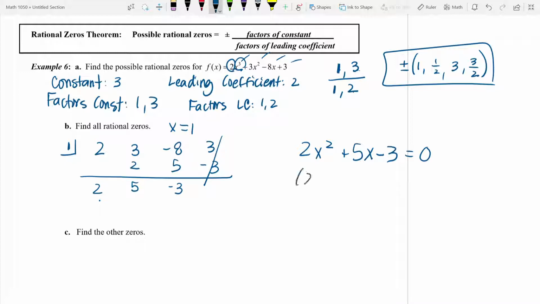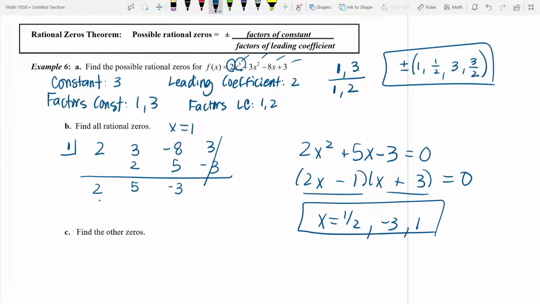Now I'm going to factor this, so this goes to a 2x and a plain x. The 3 is going to go to a 3 and a 1, like that. The signs are different. The biggest is a positive. It's going to look like that. So this gives me a solution of 1/2. This gives me a solution of -3, and they're all rational. So I'm going to stick the 1 with it. Those are all going to be in the rational section.